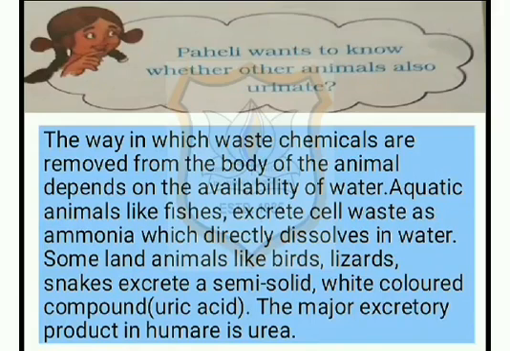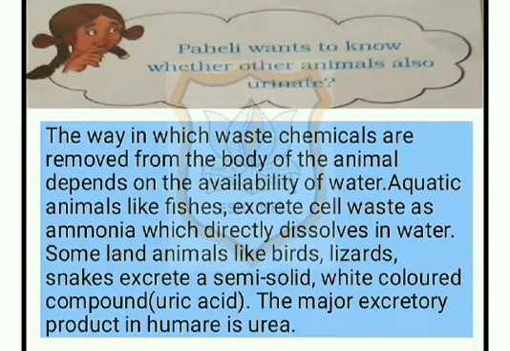Paheli wants to know whether other animals also urinate. The way in which waste chemicals are removed from the body of an animal depends on the availability of water. Aquatic animals like fishes excrete cell waste as ammonia, which directly dissolves in water. Some land animals like birds, lizards, snakes excrete a semi-solid white-colored compound that is uric acid. The major excretory product in humans is urea.